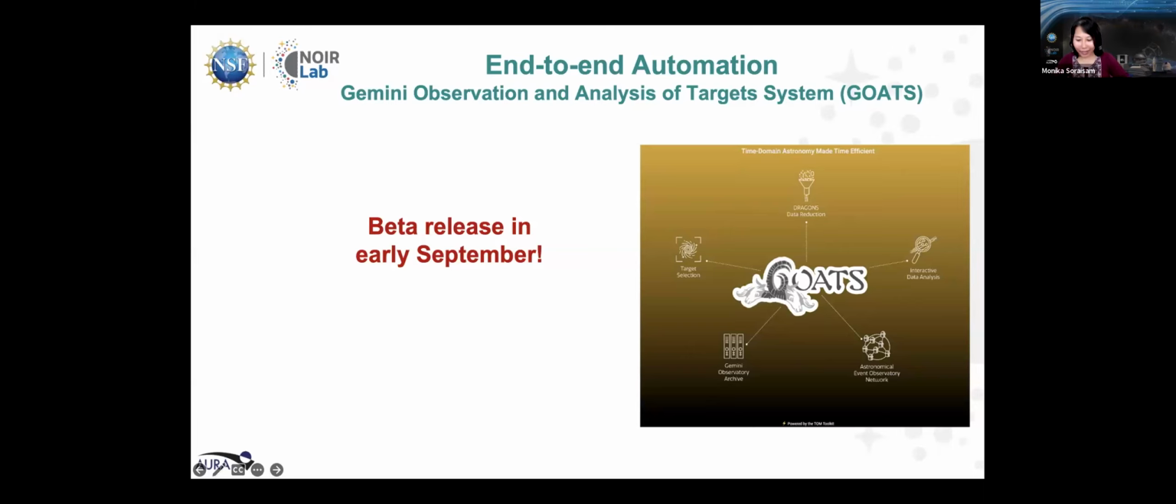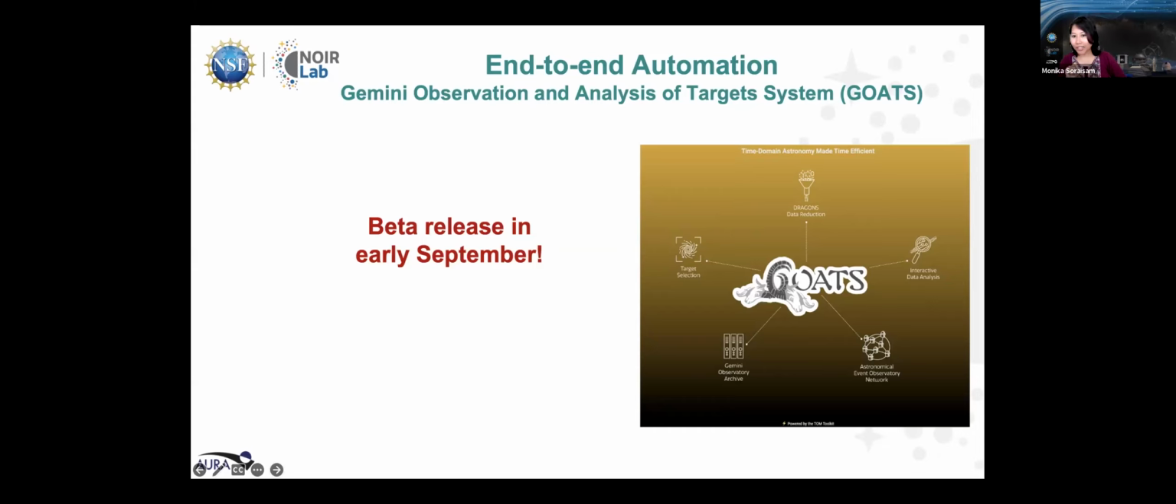I can feel the pain of the user community as well. Sometimes it's mind-boggling that you have all of these facilities operated from the same organization that appear to be siloed. So, as a solution to that, Goats is right there.